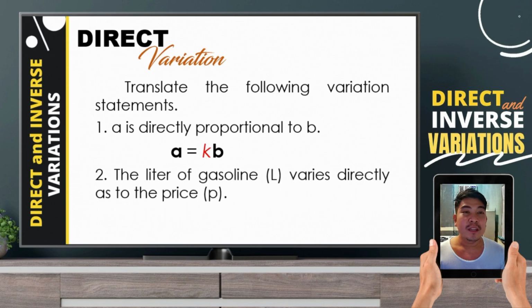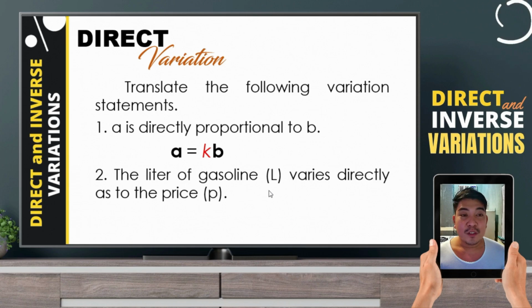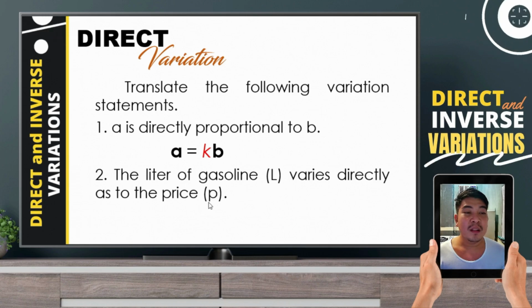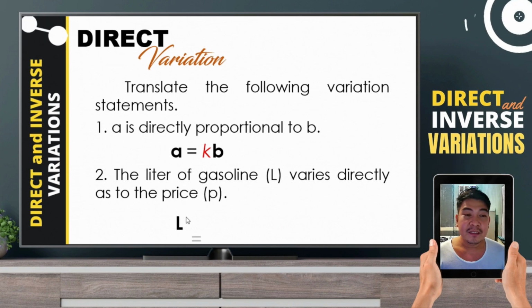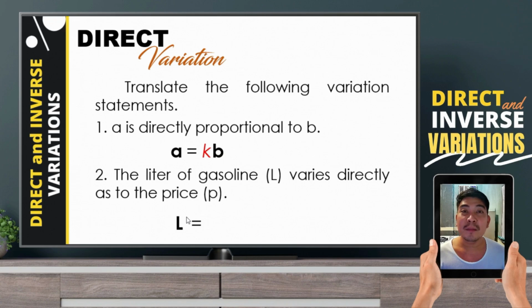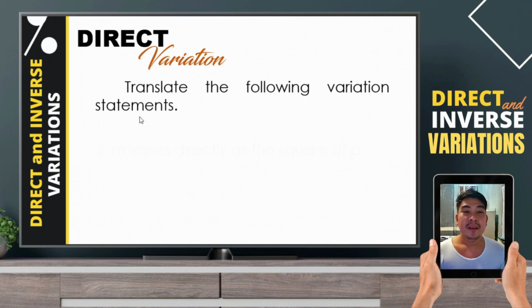Next, how about for the second example? The liter of gasoline L varies directly as to the price P. So the first quantity is L, and then the second quantity is P for the price. So get the first quantity, which is L, is equal to, again, direct variation, multiply the constant of variation K by the second quantity, which is P. So therefore, the translation of this variation statement will be L is equal to K times P, or L is equal to KP. Let us have some more examples.